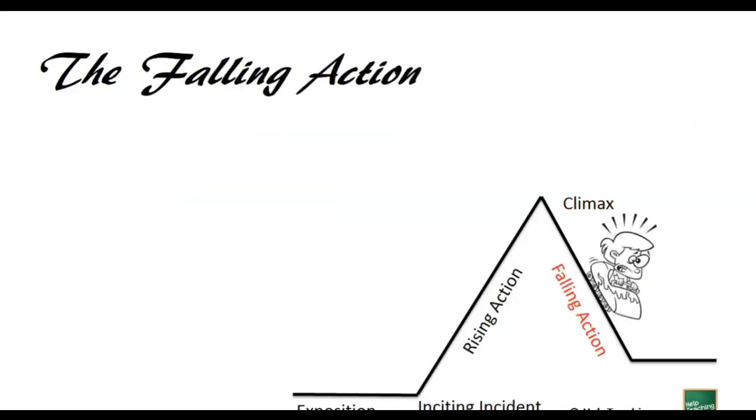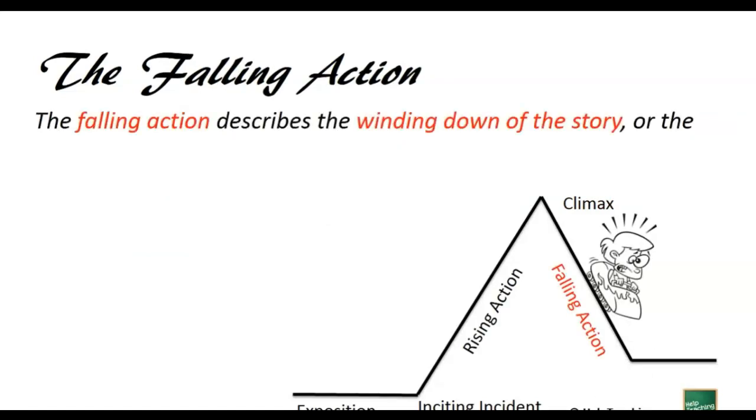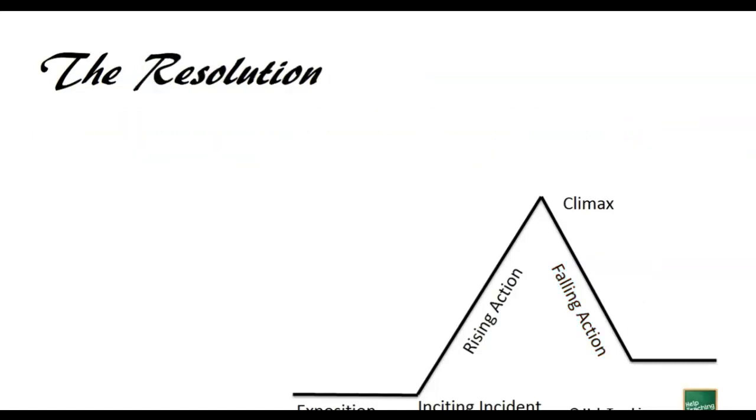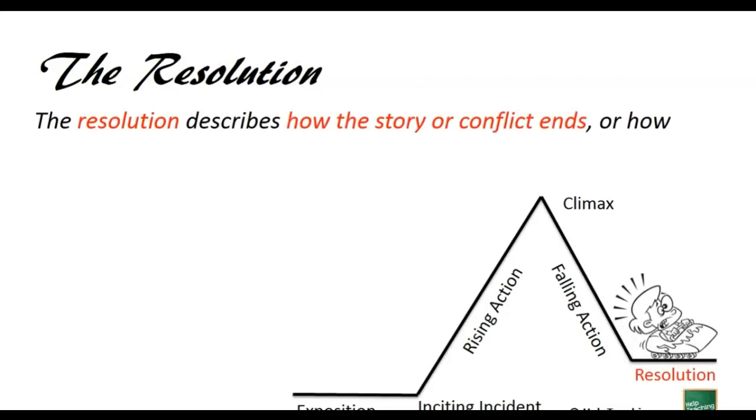After that turning point, we have the falling action. And this is just sort of the winding down of the story. All of the little events that happen between the climax and the resolution when the story is finished. The resolution is the end, and it describes how the story or the conflict ends. How does everything come together?